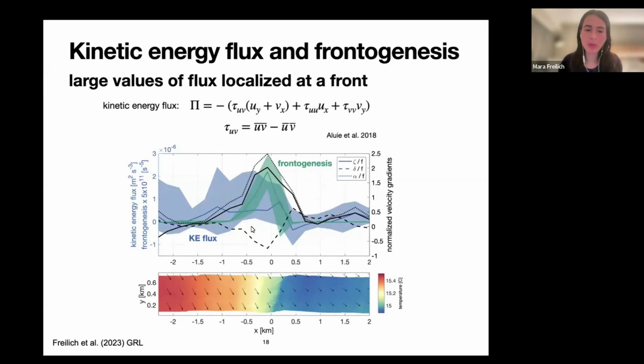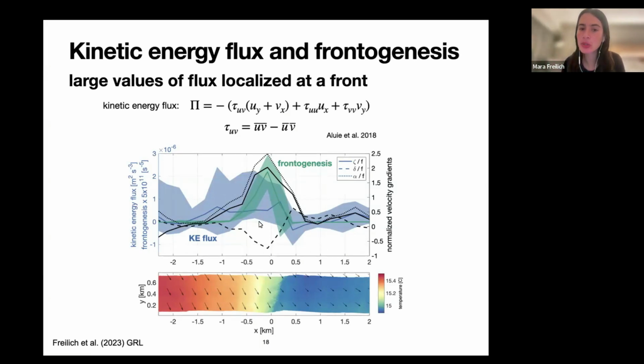In this plot, on the bottom, I'm showing just a snapshot of the observations where we have sea surface temperature at a front. And above, I'm showing velocity gradients in the black lines, where I'm showing strain, divergence, and vorticity. Right at the front, we have convergence, large strain, and also cyclonic relative vorticity. In green, I'm showing frontogenesis, and so this front is frontogenetic at the moment that we observed it.